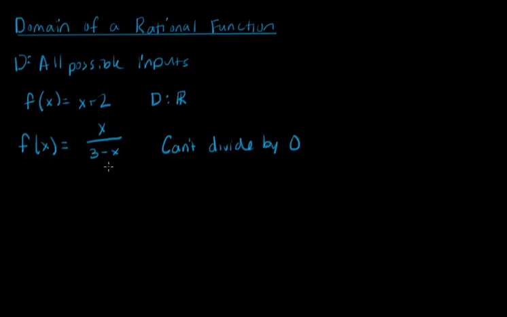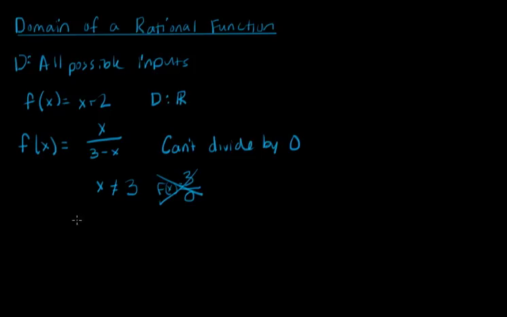So in this case, the problem's going to happen if the bottom of this fraction is equal to 0, right? We can't have something over 0. So when is the bottom of this fraction going to equal 0? When x is equal to 3. So if x is equal to 3, then we're going to get 3 over 0, right? And that cannot happen. So x cannot equal 3.